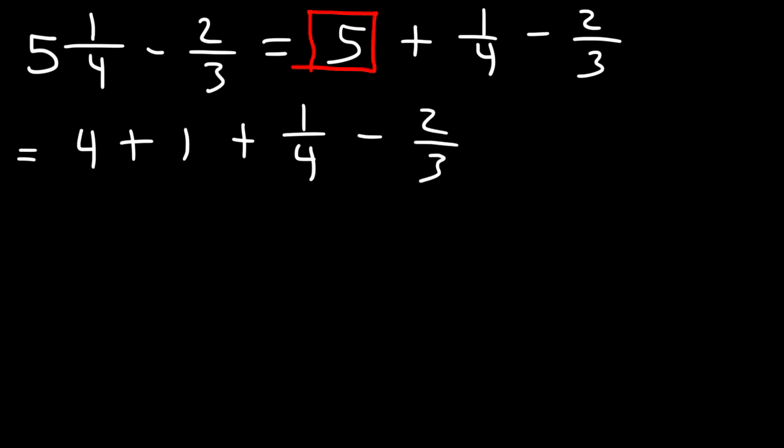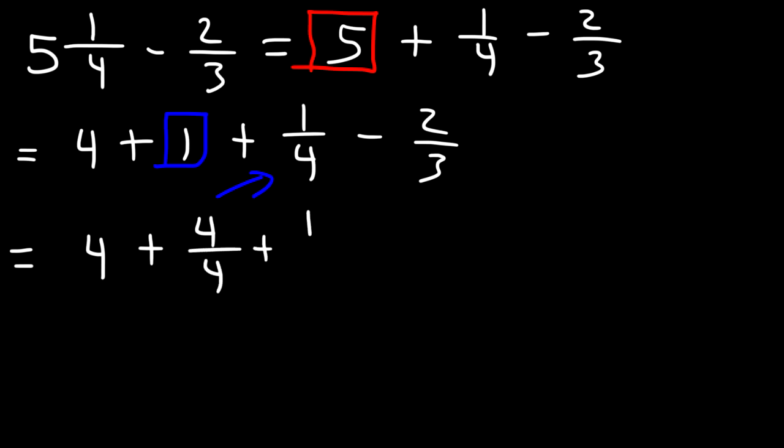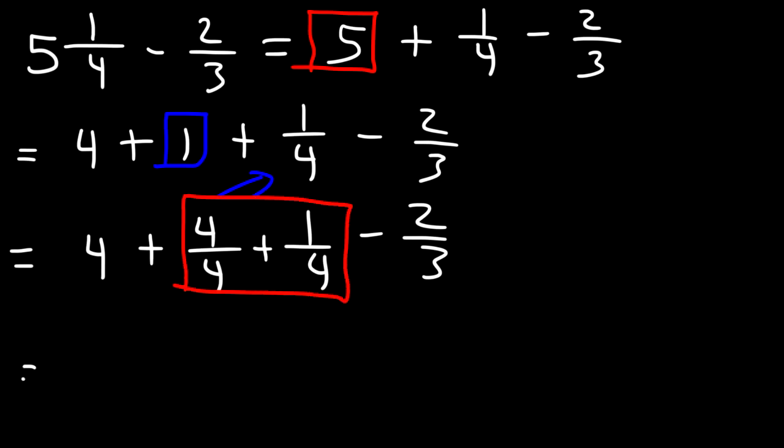So always compare these two fractions, see which one is greater and which one is less. If you subtract them and if it gives you a negative number, you need to borrow a 1. Now let's convert 1 into 4 over 4. So this is going to be 4 plus 4 over 4 plus 1 over 4 minus 2 over 3. And now let's combine these two fractions. So this is going to be 4 plus 5 over 4 minus 2 over 3.